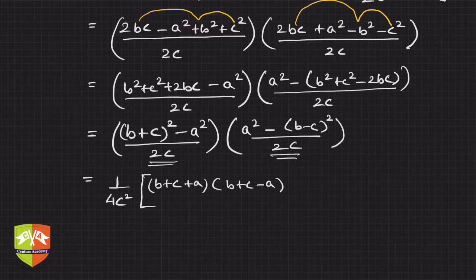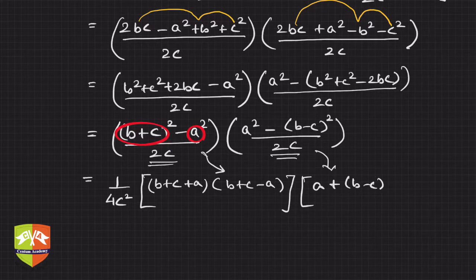Why am I writing this? Because if you notice again, this is the square or difference of two squares, A square minus B square form. So A plus B, A minus B will be applied. So I can write this term as this. And for this, we can write this as A plus B minus C, and the next term is A minus B plus C. Isn't it? So A plus B, A minus B form once again.